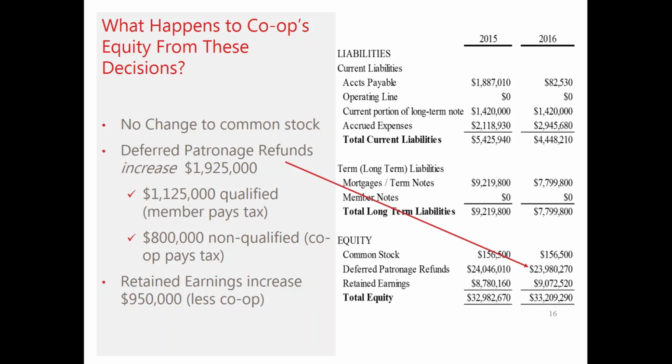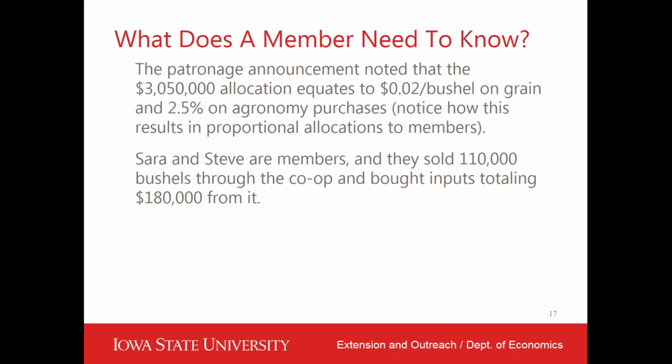So what you'd see then is that deferred patronage refunds from 2016 to 2017 go up by $1.925 million, barring any other redemptions that they make. On the retained earnings side, the co-op's retained earnings increased by $950,000, and that was the non-member portion of the business that was done, the savings that were done. So you'd see in 2017 retained earnings increase, all else equal. That would be the result of this allocation decision.